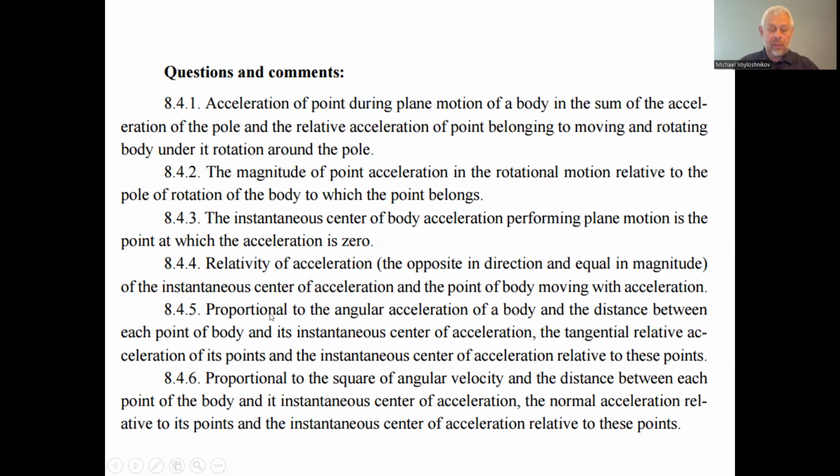H for 5: proportional to the angular acceleration of a body and the distance between each point of the body and the instantaneous center of the acceleration, the tangential relative acceleration of its points and its instantaneous center of acceleration relative to these points.